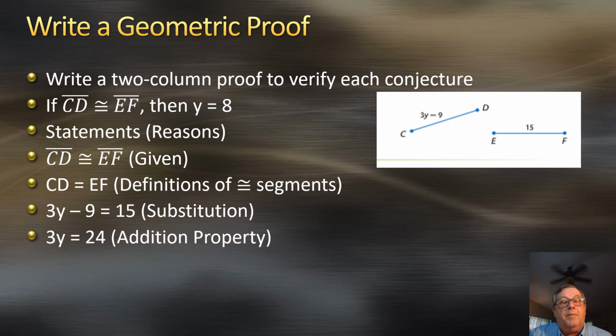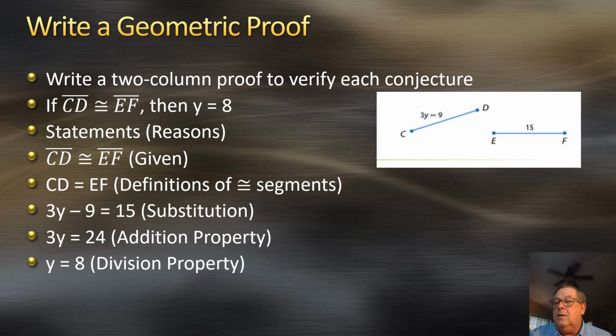Now, we add 9 to both sides of the equation, and we end up with 3y equals 24. And what did we do? We added. We used the addition property. And what else are we getting ready to do? We're getting ready to divide, aren't we? We're getting ready to divide both sides of the equation by 3. And when we do, y equals 8. We used the division property. And what was it that we set out to prove? That y equals 8. And shazam, we have done so using a two-column proof on these line segments and previously the angles. Oh, don't you just love proofs? Maybe not.